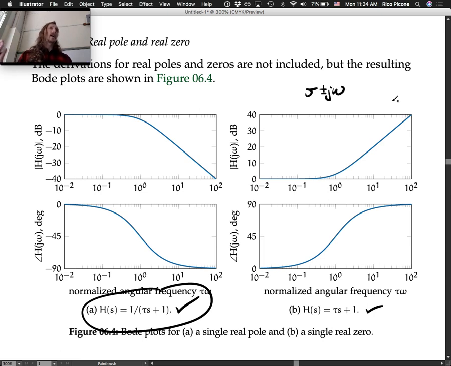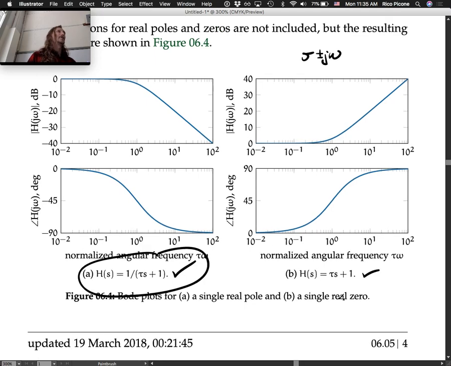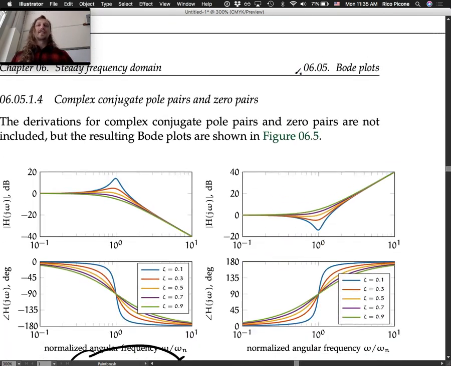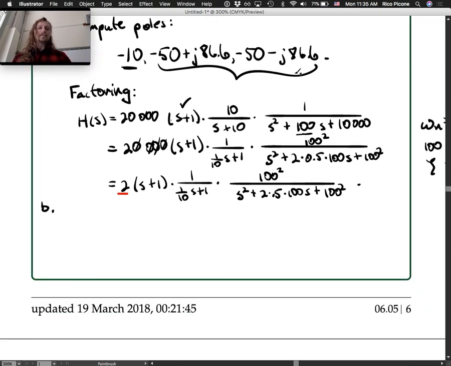We just need to find out what our break frequency is. Our break frequency is 1 over tau. We talked about that last time. For this, our tau is 1. So 1 over tau is? 1 over 1 is? Yes. Easiest question you had today. It's just 1. So our break frequency is 1.